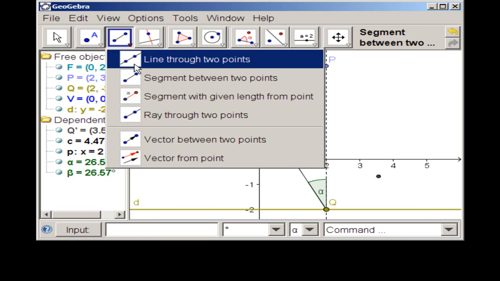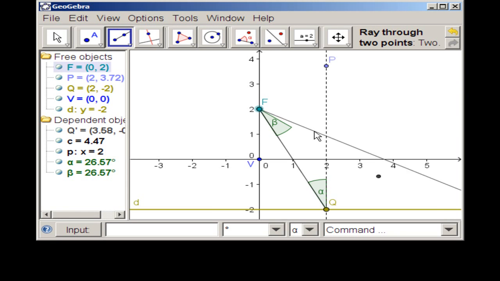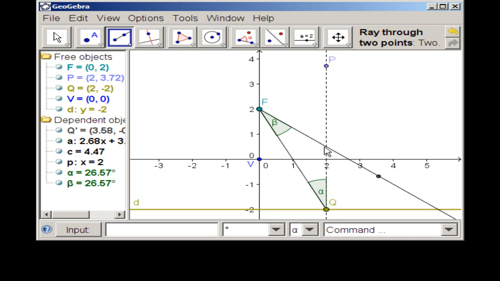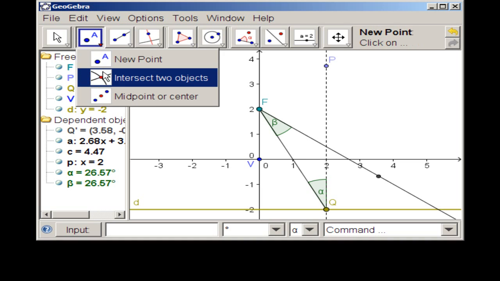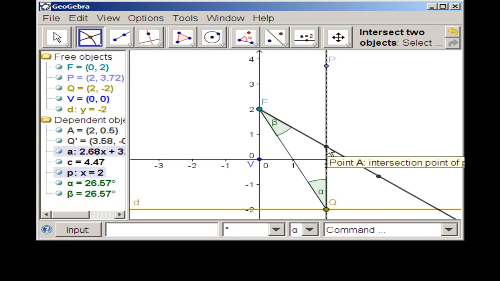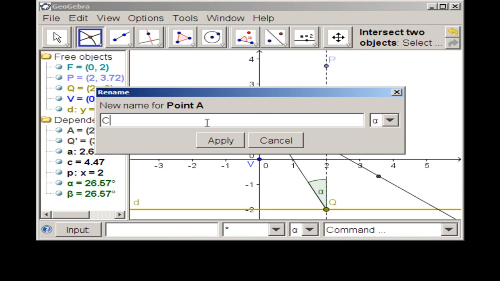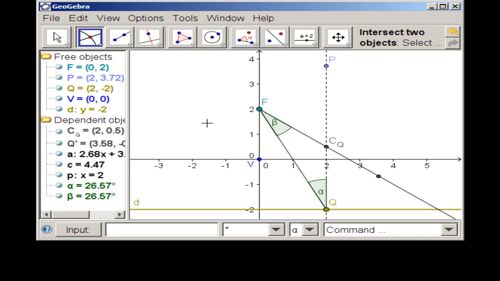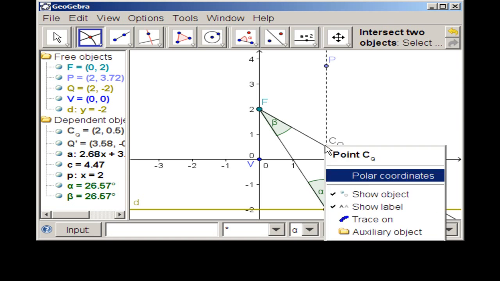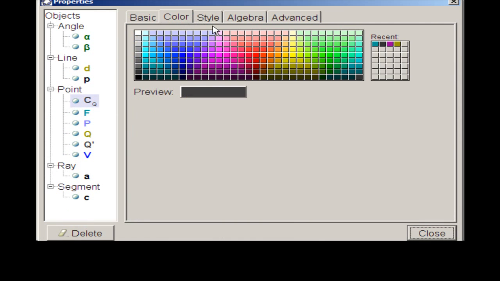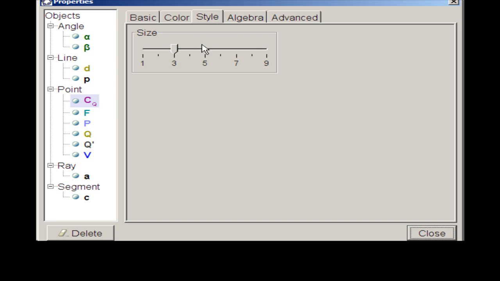Okay, and now we need a ray so we can see what we got there. F and that point. That's the point we want. And even if we move Q, it will move too. So we need that intersection point right there. That intersection point, we're going to label it CQ because it depends on Q. CQ, that means C sub Q, with that underline there. Okay, CQ, and we're going to make it purple and big.